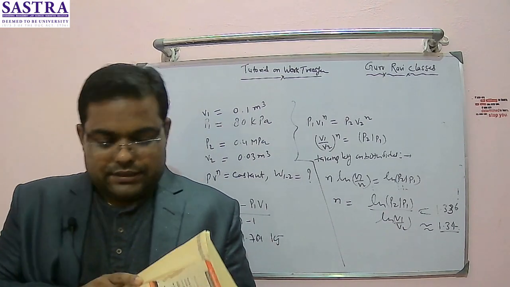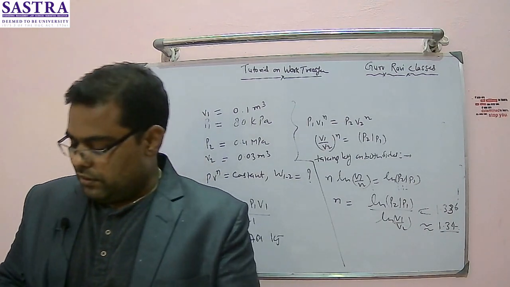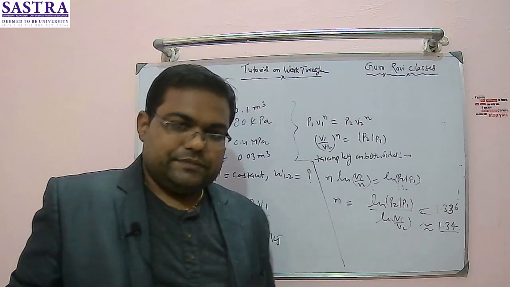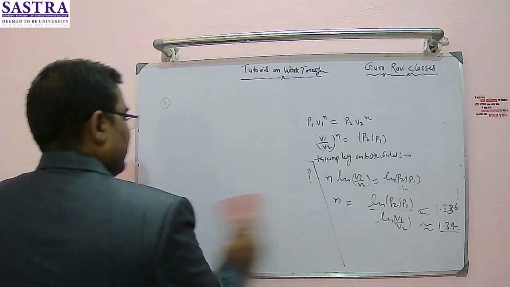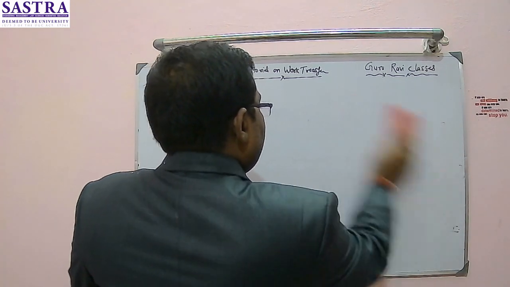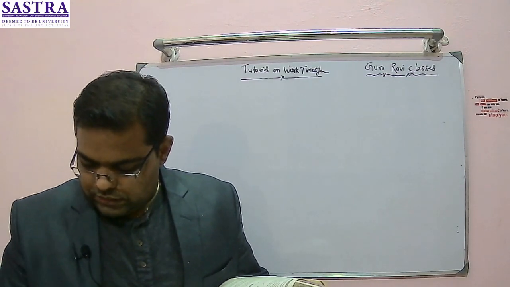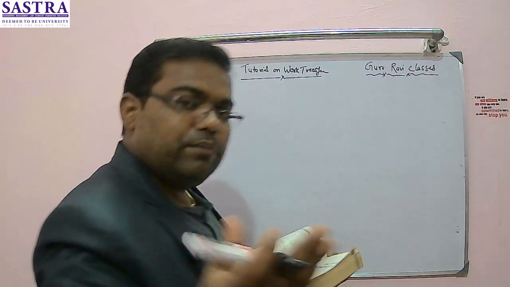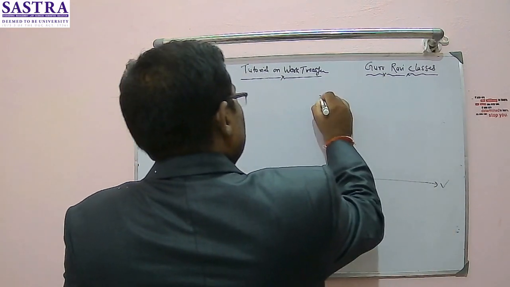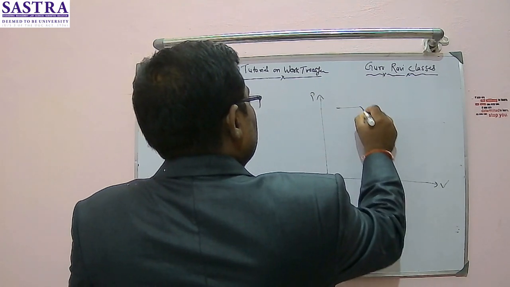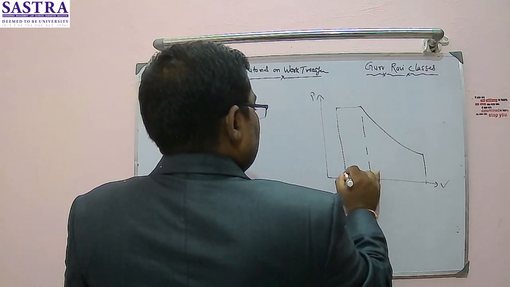Now take the next problem. This is unsolved numerical problem number 3.13. Right, 3.13. So this I am erasing. This problem is basically a combination of two processes. So I am drawing here volume, this pressure, one process, second process. So this is something like this, right?